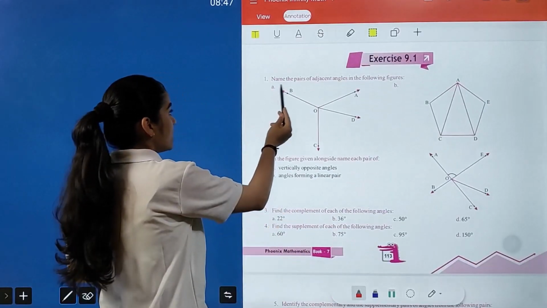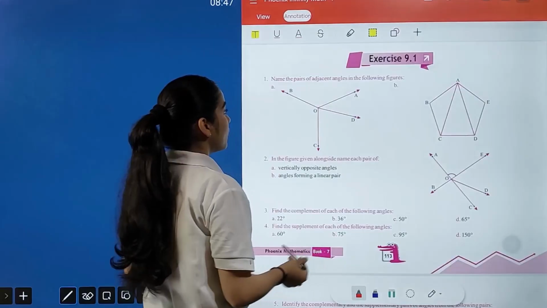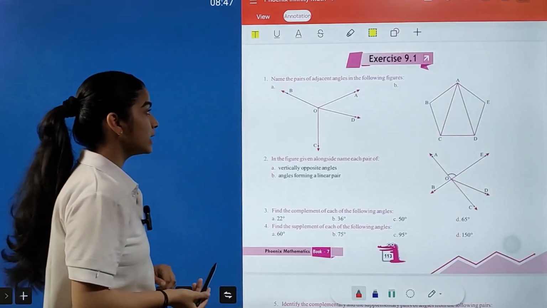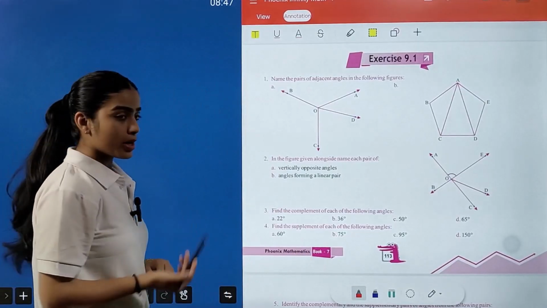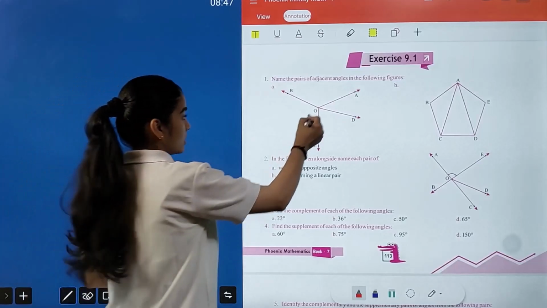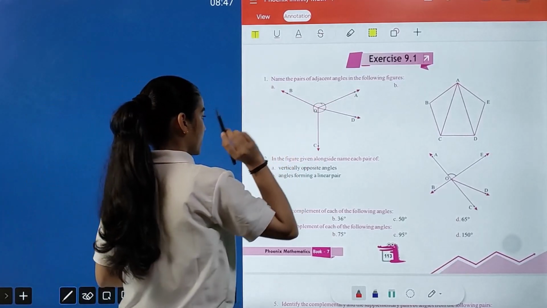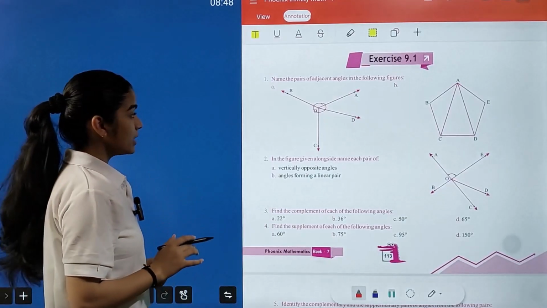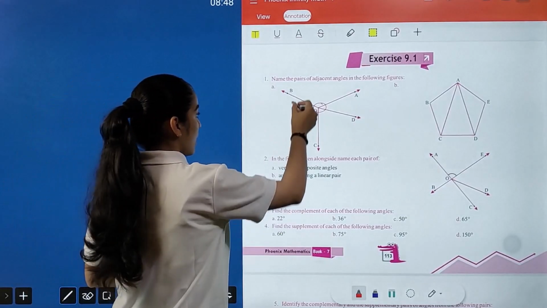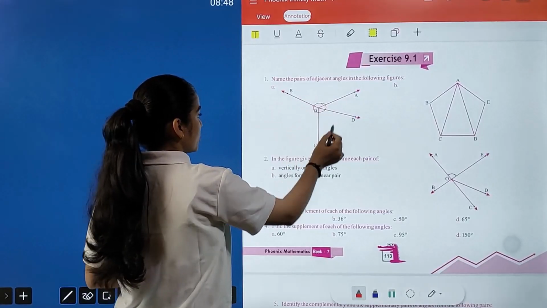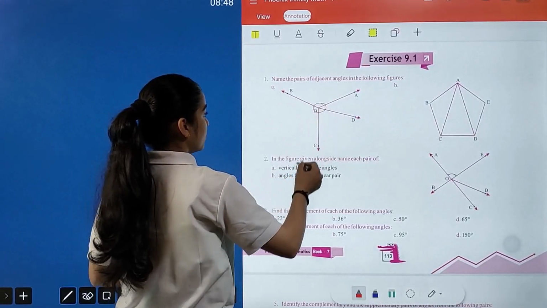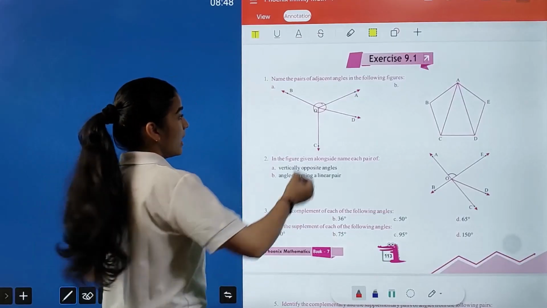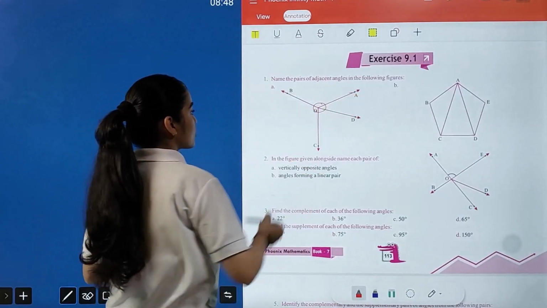Now name the pairs of adjacent angles in the following figure. You just have to name the adjacent angles. For adjacent angles, first of all, we have to consider that we have a common vertex. Here we have a common vertex O. Next, we have to consider that their arms should be opposite to each other. So OD and OB are opposite to each other, and we have a common arm as well, which is OA.